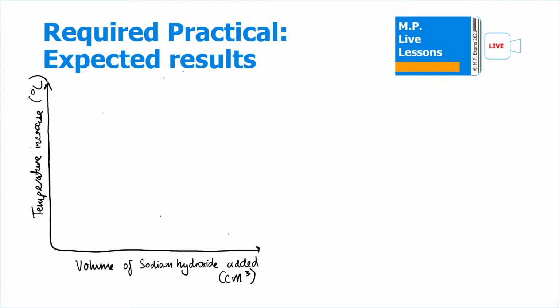What you'll initially get is some crosses that go up. However, they either start to go down or flatten out a bit. And what you do is you have two lines of best fit, one for going up and one for going down.